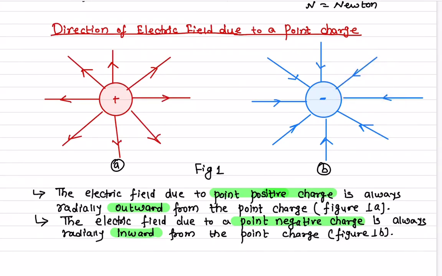What does this mean? That means if I bring a unit positive test charge here, the force will be along this direction. If I bring a positive test charge here, the force will be along this direction. The same thing here, as this is a positive charge. If I bring any positive charge, the force will be along this direction. If I bring it here, the force will be along this direction. That gives you the direction of the electric field.